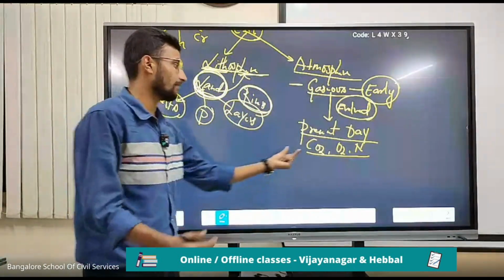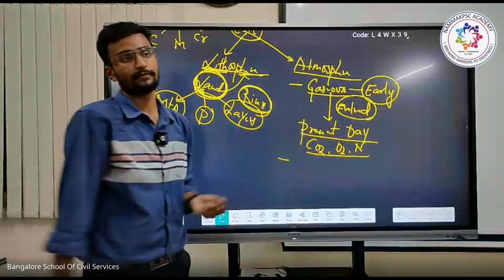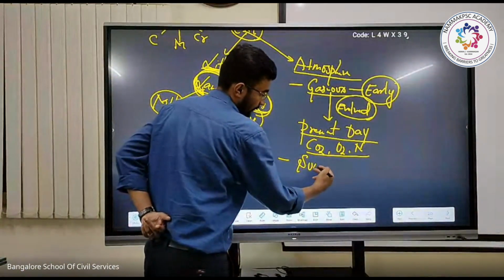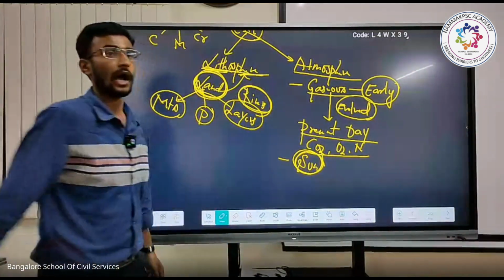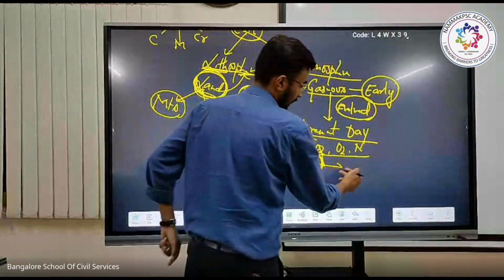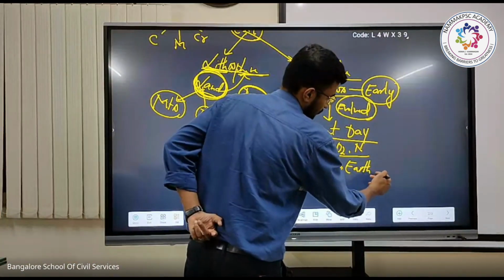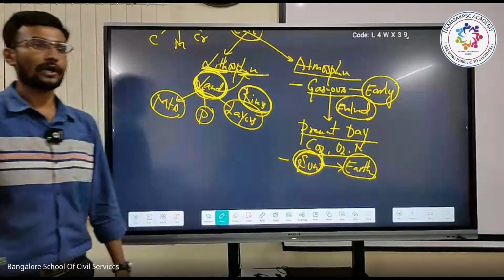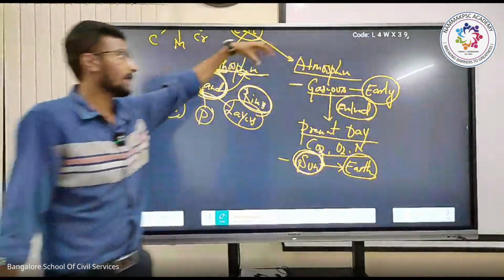At the same time, how the Sun is impacting us. The Sun is nothing but a star. How the stars have an impact on our Earth. This is about our external part.